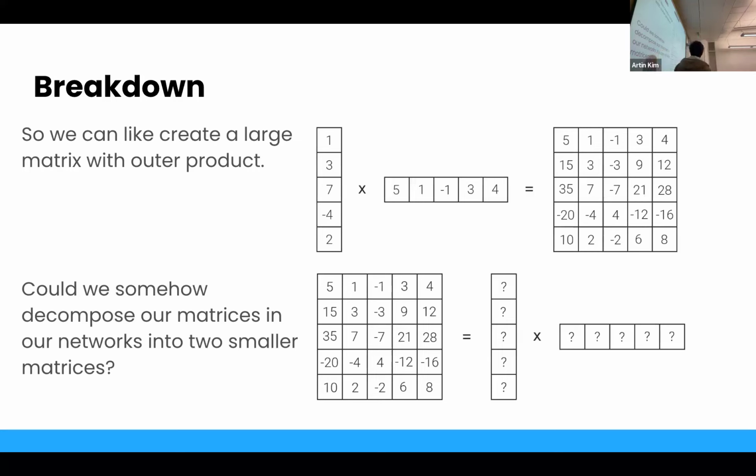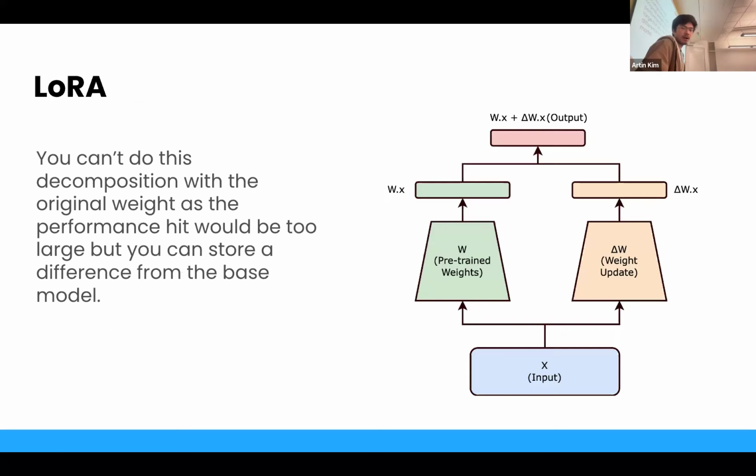So what happens if we could take our weight matrices and decompose them into two other matrices that preserve as much information as possible? That's the idea. If you think about it, let's say this is a 100 by 100 matrix. That's 10,000 values, right? But if we decompose it into a 100 by 2 and a 2 by 100, that's 400 values. 400 values compared to 10,000 is orders of magnitude better. That's the general idea behind LoRA.